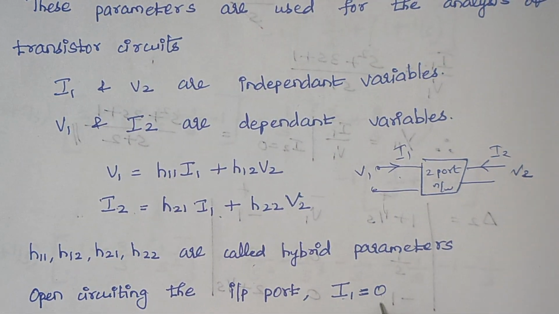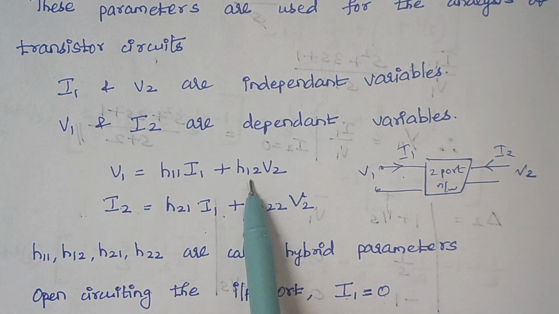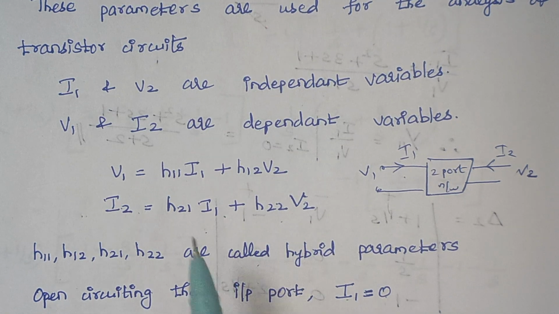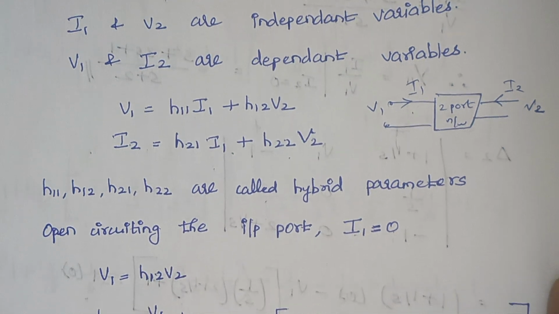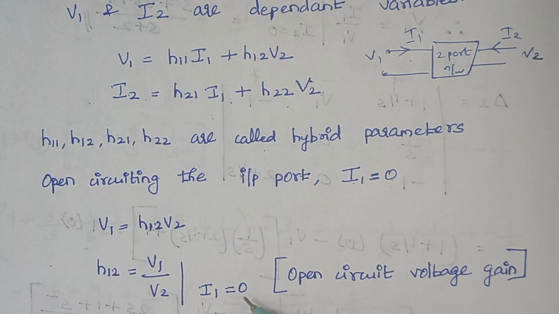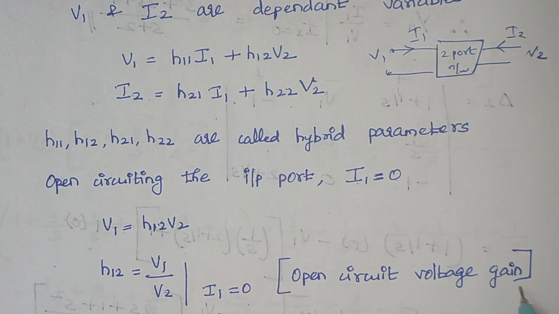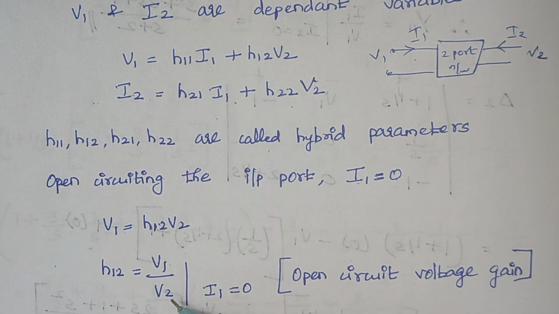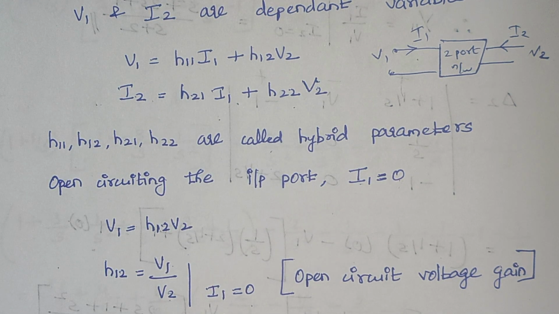So when I1 is made 0, we will be calculating the values of H12 and H22. So here V1 is equal to H12 V2. Therefore, H12 is given by V1 by V2 provided we are making I1 as 0. This is known as open circuit voltage gain. The ratio between the voltages is known as voltage gain, and we are getting this by open circuiting. Therefore, it is known as open circuit voltage gain.